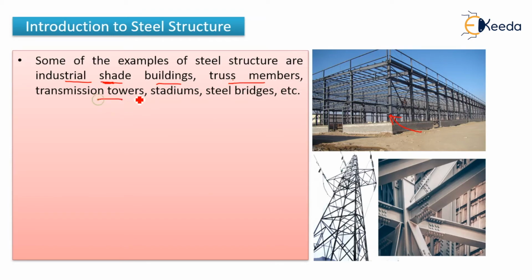For the construction of transmission towers, you may have heard about a structure like this. You may have seen a structure like this. That is the transmission tower, which is used for transmitting the electric cables, etc. Then even the stadiums are constructed nowadays with steel structures. Then steel bridges, you may have heard about suspension bridges, cable stayed bridges. They are nothing but made up of steel material.